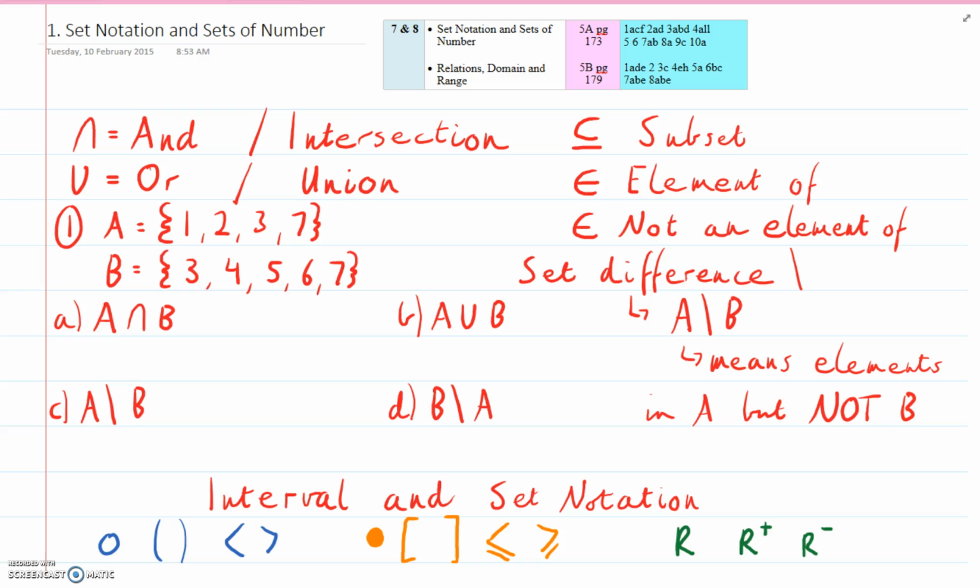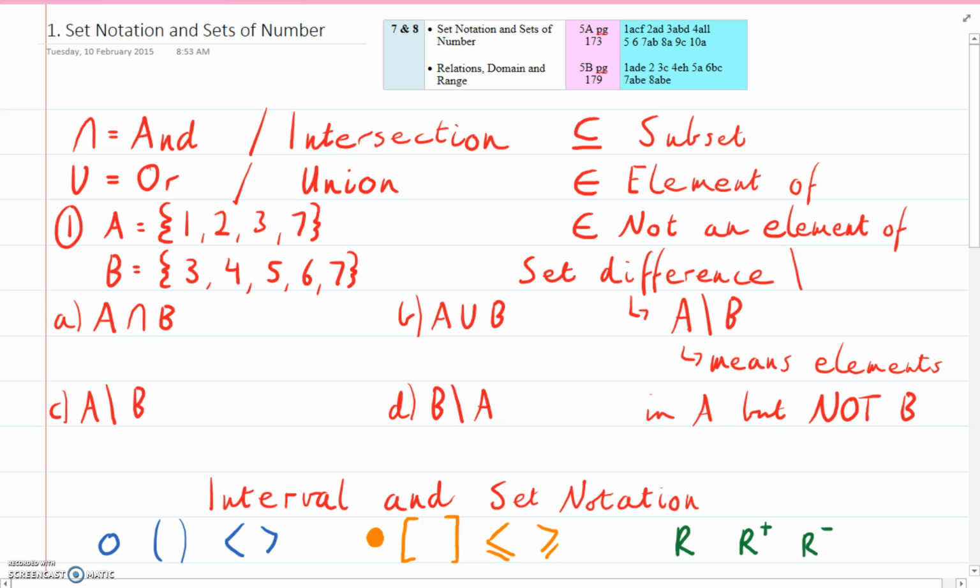Alright, this is lesson 1 for functions and relations. We're just looking at different notations, so set notation and interval notation, or sets of numbers. You've probably seen a lot of these before, but we'll just quickly go through them.